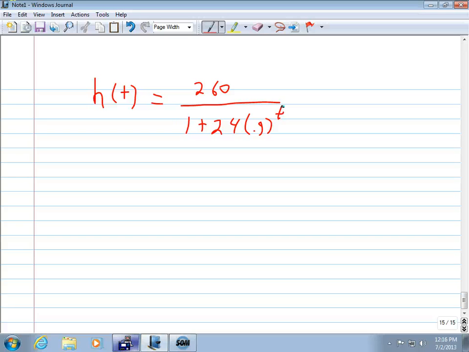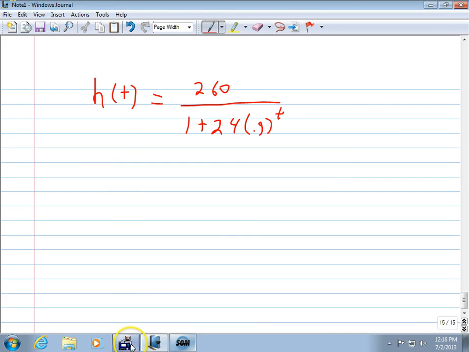When we multiply it by 24, we're not going to get 24 plus 1 is 25 anymore. We're going to get less than 24, so 24 plus 1 is less than 25, and smaller and smaller and smaller. So the 260 is being divided by smaller and smaller numbers. So the height starts at 10.4 something, and then what happens to the height? It's increasing.